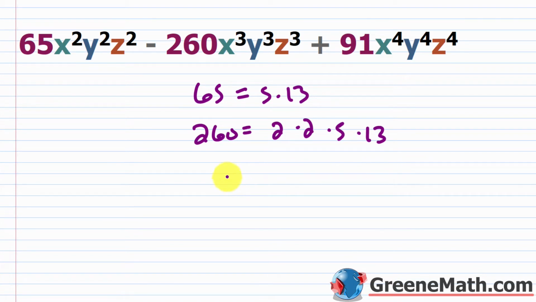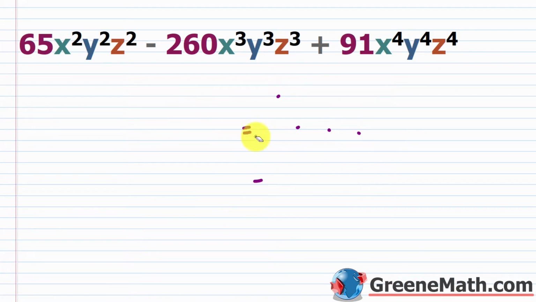Let's get rid of that. And then for 91, we're going to have 7 times 13. So what's common to everything? Well, looks like just the 13. 13, 13, 13. So that's what I'm looking for, the number part, or the coefficient.